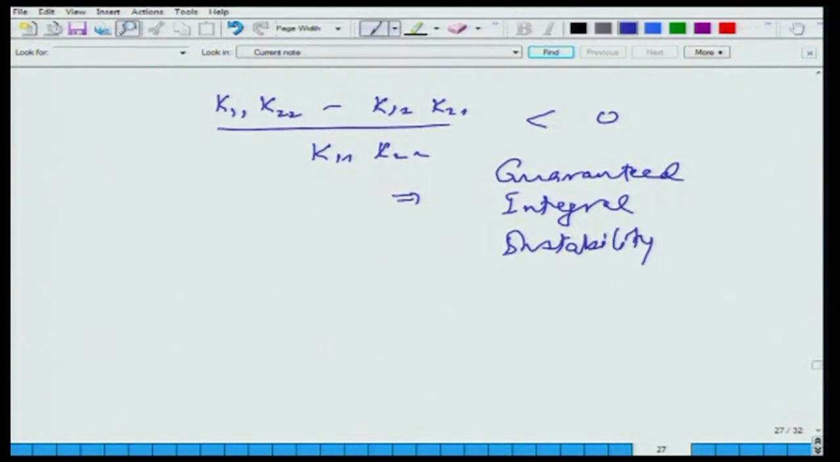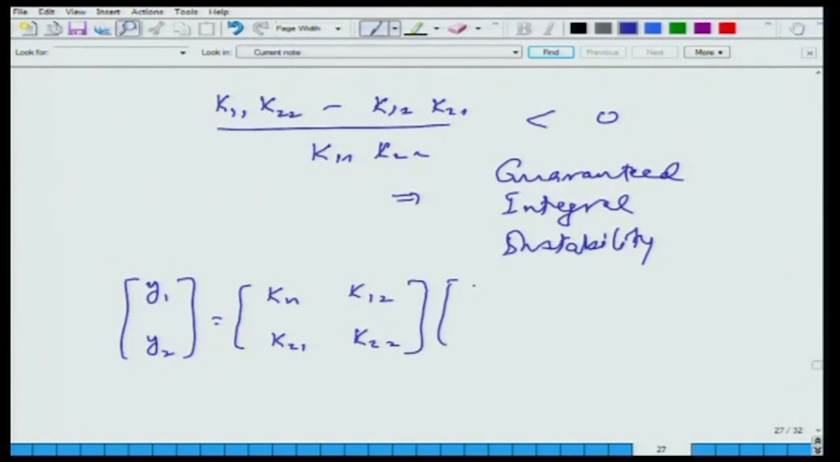Now, if you look at the input output relationship, what I had was, I was trying to do y1, y2, and y1 is being controlled using u1. So, this is actually k11, k12, k21, k22 times u1, u2. So, if you look at this metric, what is it? It is actually the determinant of the gain matrix, the steady state open loop gain matrix, divided by the diagonal terms.